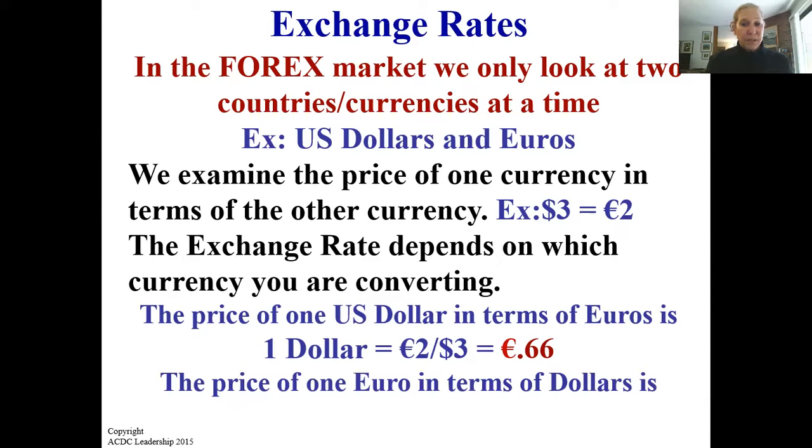The price of 1 euro in terms of dollars is, well, you divide both sides by 2 up here in the example, because you're converting euros to dollars. 1 euro equals how many dollars? So 1 euro equals 3 divided by 2, which is $1.5.